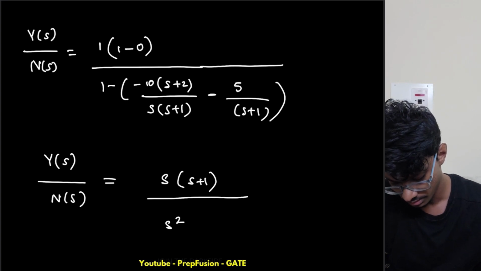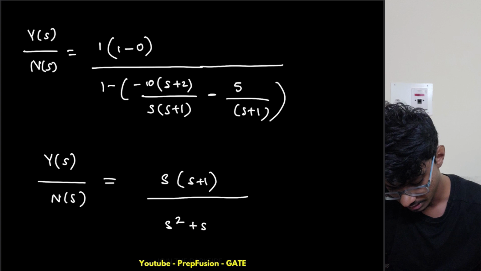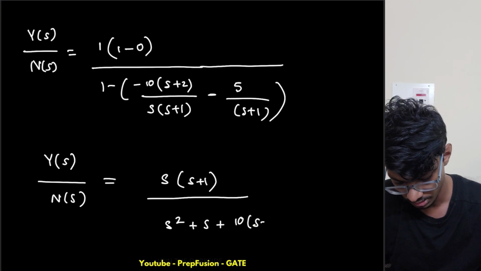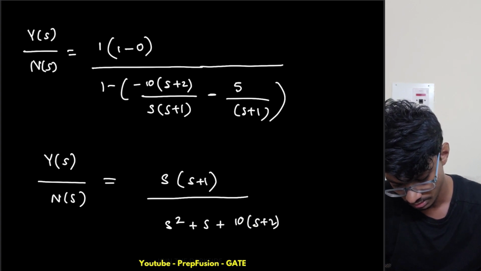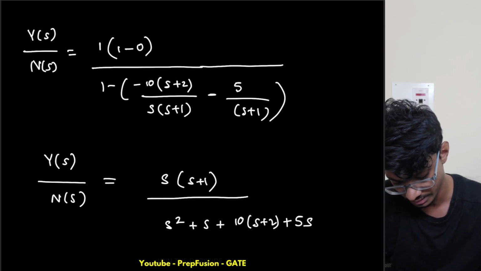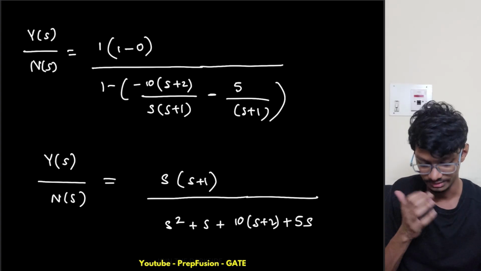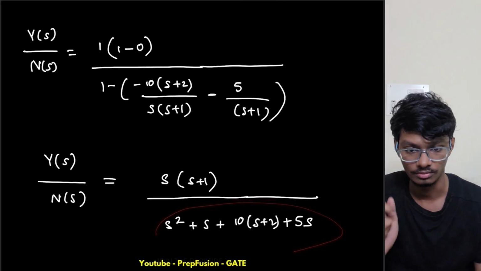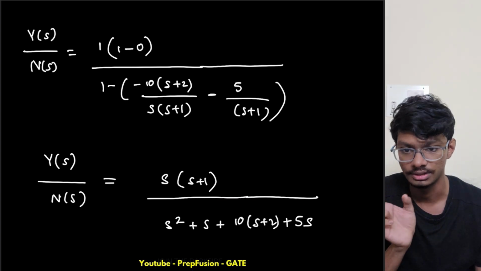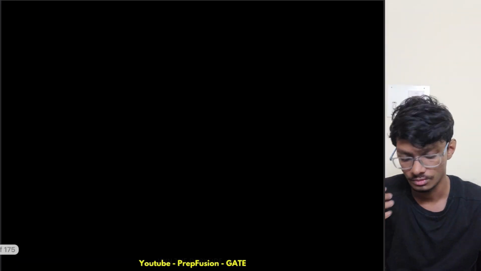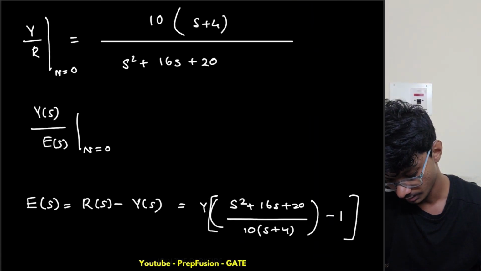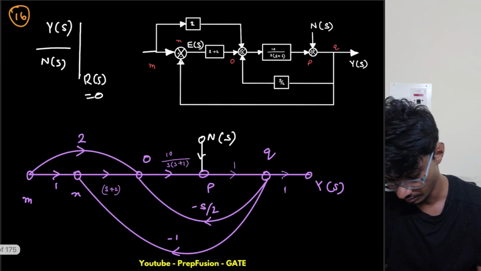This is s square plus s, this is simply plus 10 into s plus 2, and this is plus 5s, right? So let me simplify this equation again. This is the delta, right? Delta should be common for a single SFG. The delta is always the same. Previously we saw what delta we got, this delta will be the same here also.